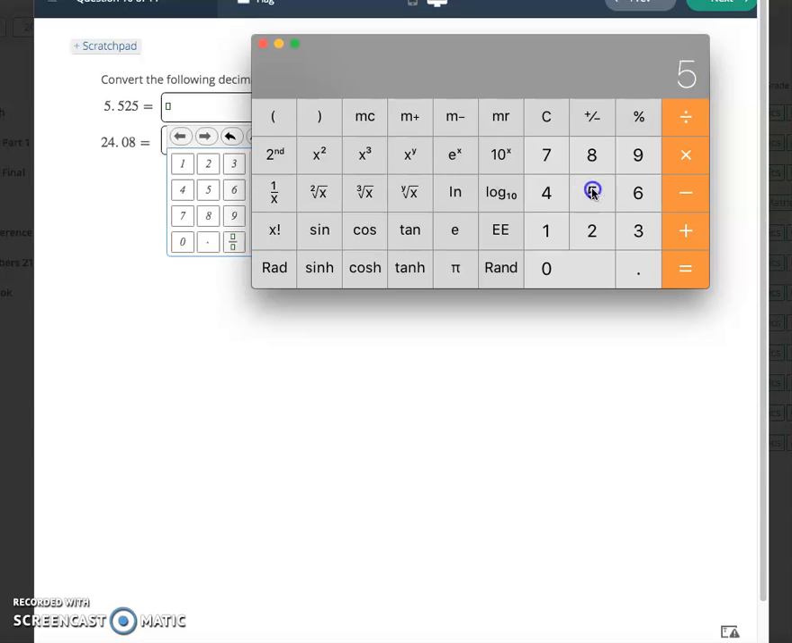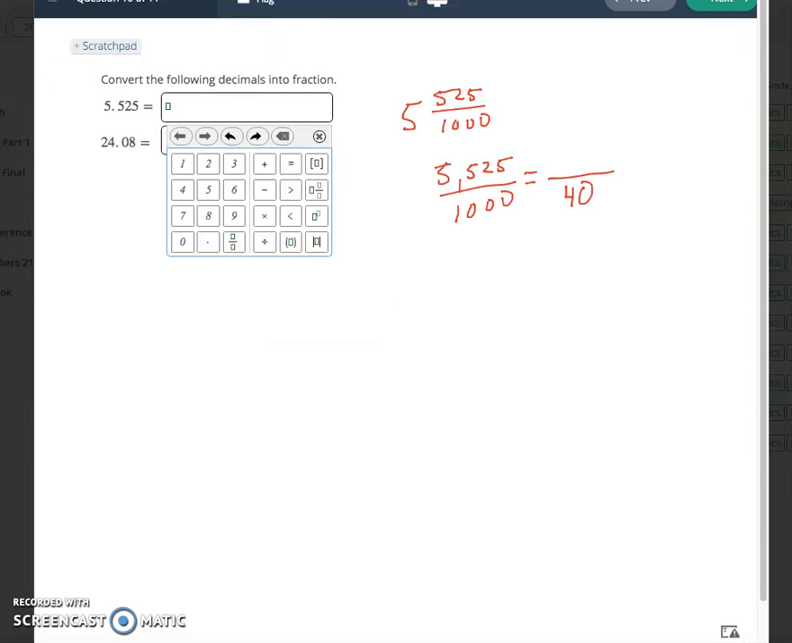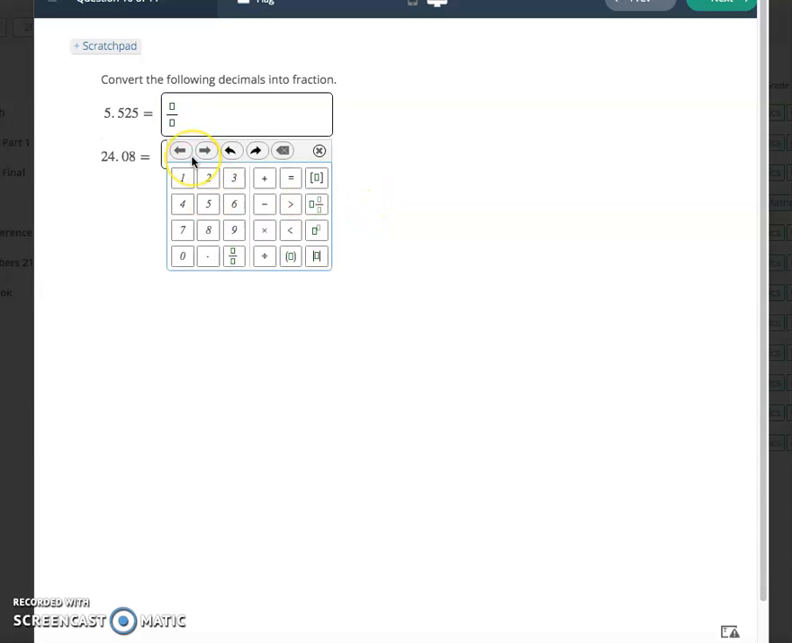We could say 5,525 divided by 25 equals 221. So therefore, it's going to be 221 over 40. And that cannot be reduced. So 221 over 40. So here we go. Let's make a little fraction here. So 221 over 40. Perfect.